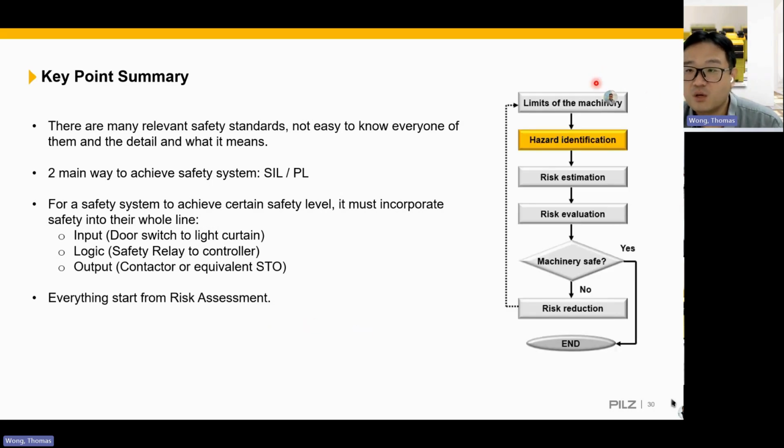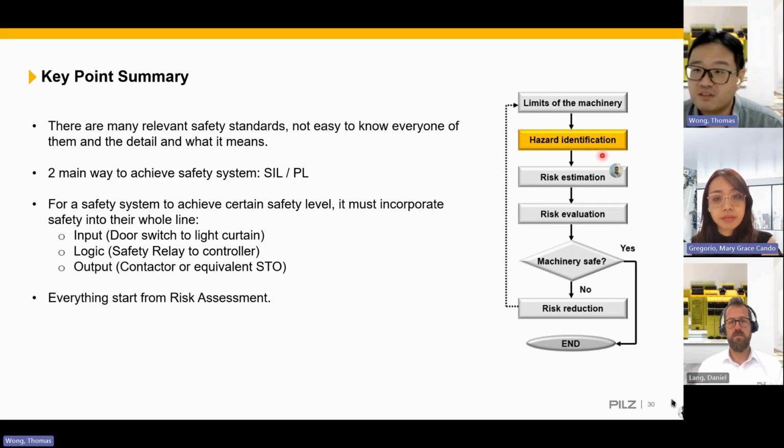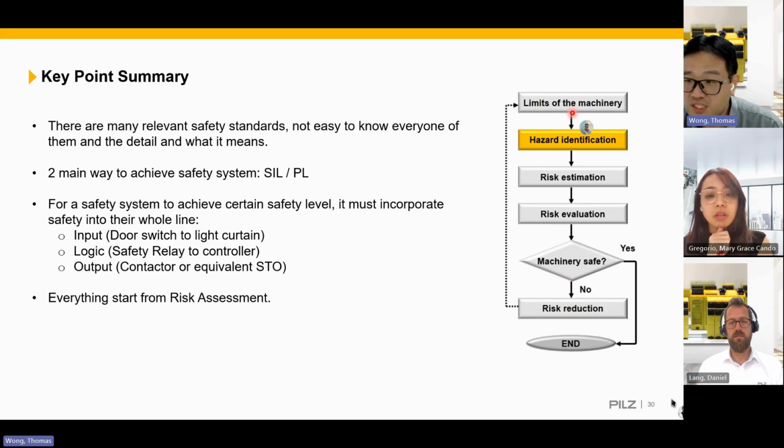So we have a way to look at a quick table to look at it. You need to know the limits of the machinery, and then the hazard identification, the risk estimation, the risk evaluation. So you evaluated the risk already, and then is the machine safe? If it's not safe, you need to reduce the risk. If it's safe, then we can end it.